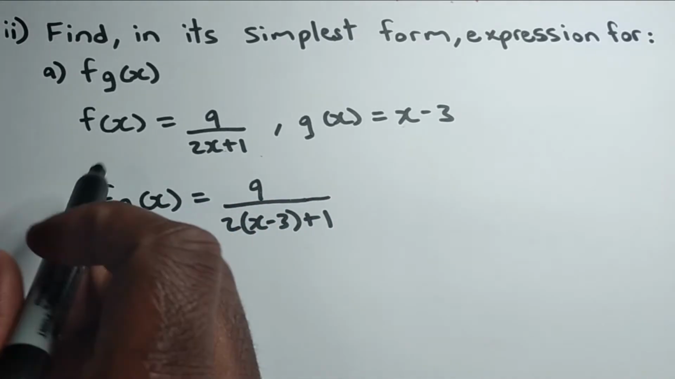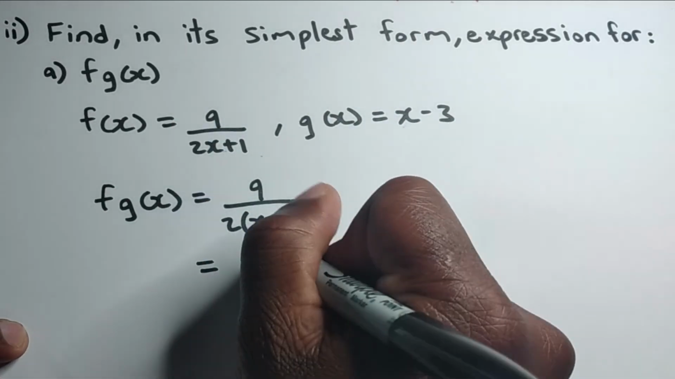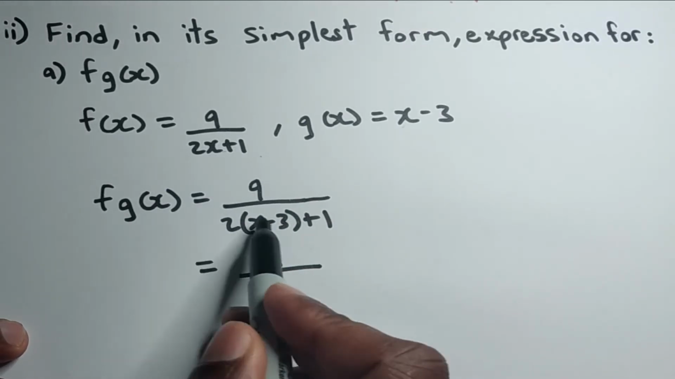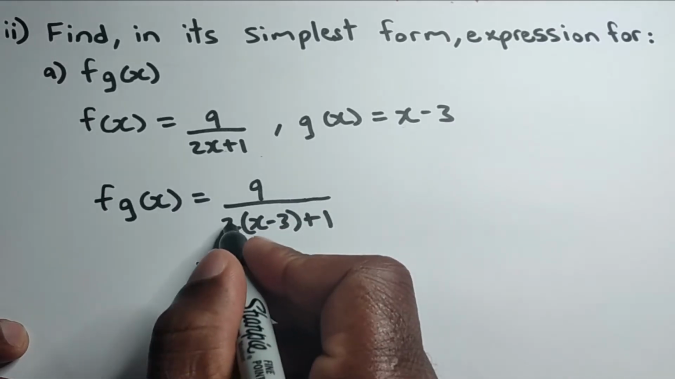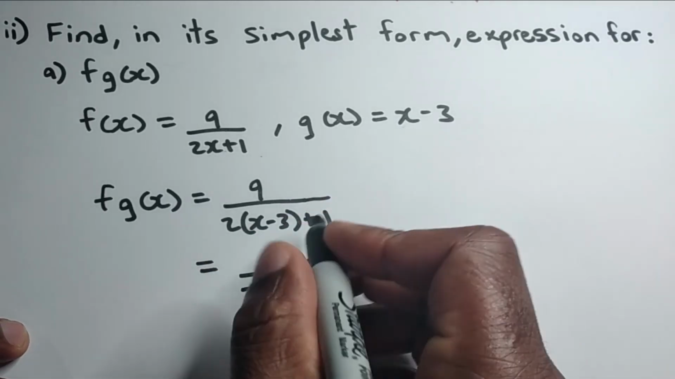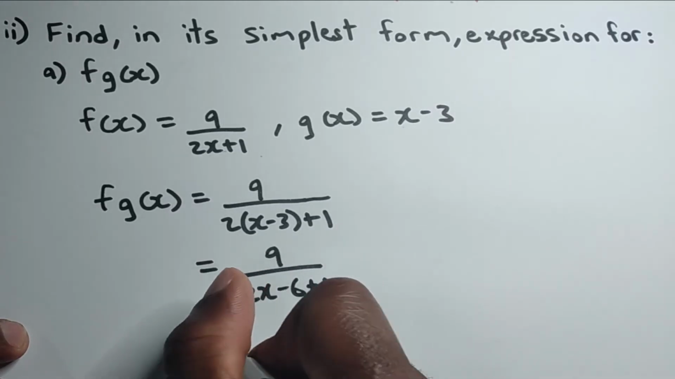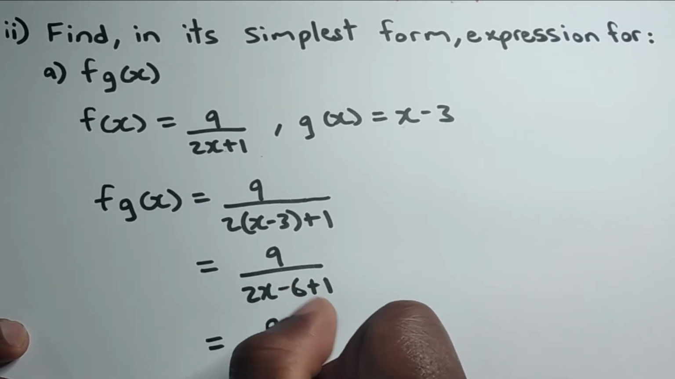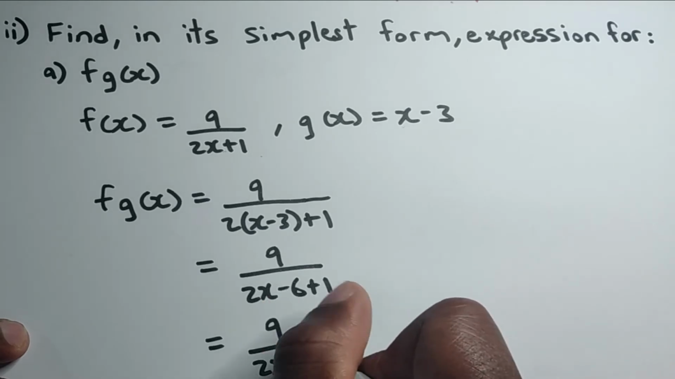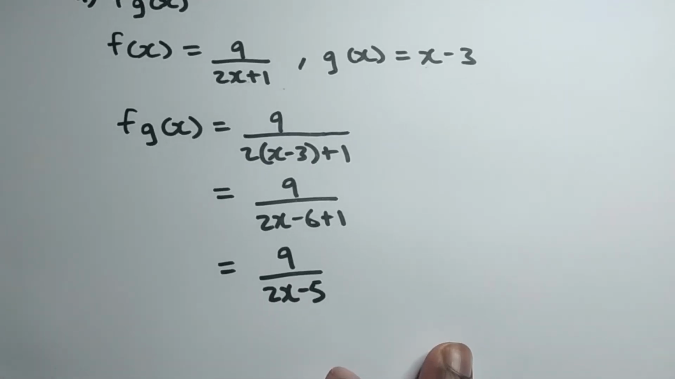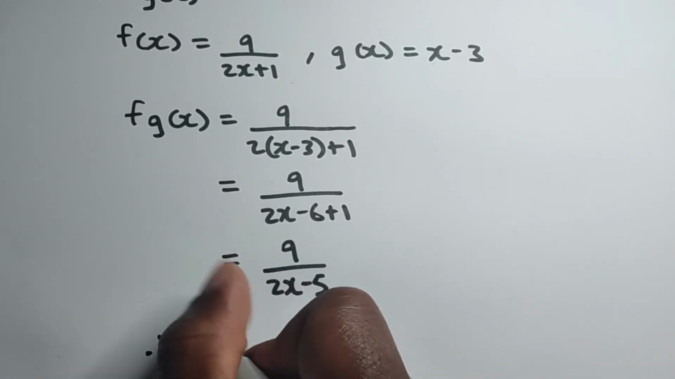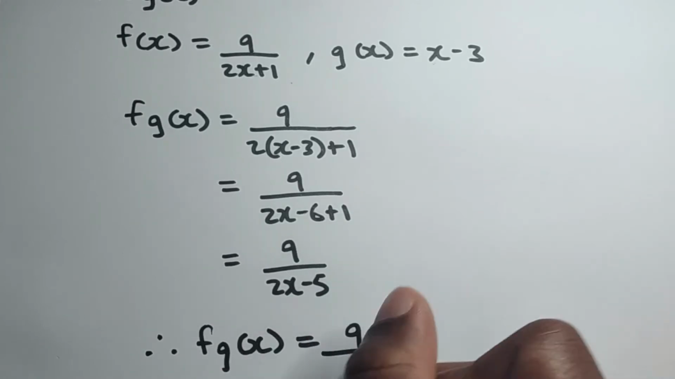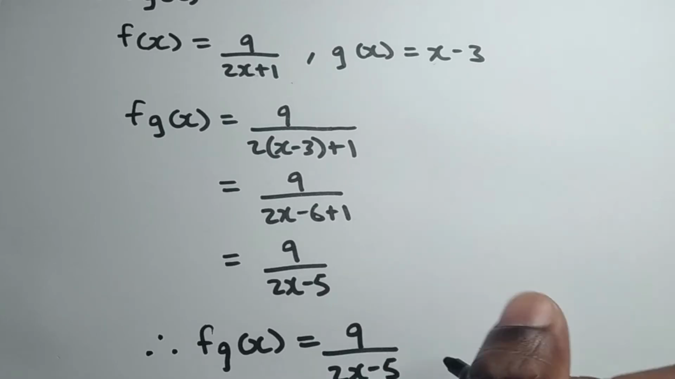And they ask us to write this thing in its simplest form, all right? So we can leave it like that. So we'll have 9 over, we can expand the bracket. So 2 times x, that's 2x, 2 times negative 3, that's negative 6. And then we have the 1 out here, plus 1. And we can still simplify this some more. So this is the same thing as 9 over 2x. Negative 6 plus 1, that's negative 5. All right. So that's the answer. So we can say, therefore, f of g of x is equal to 9 over 2x minus 5.